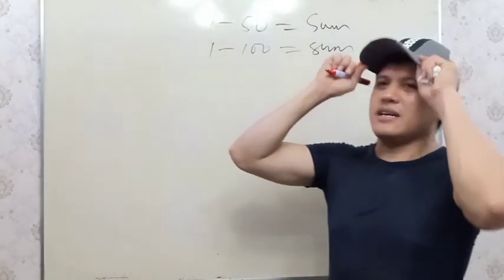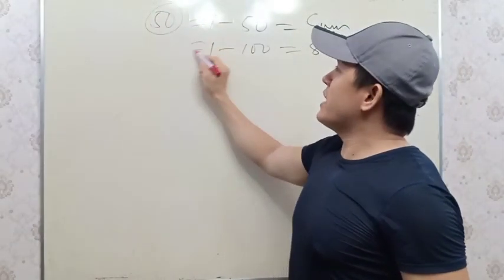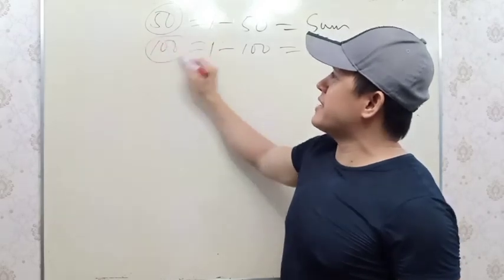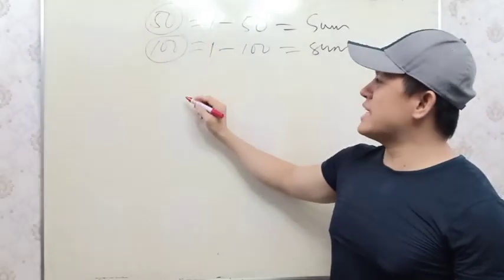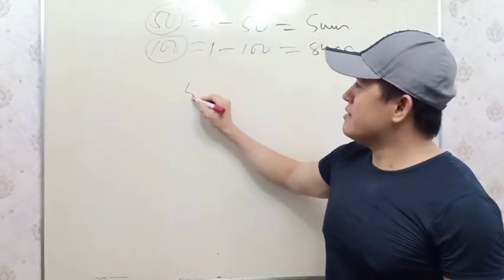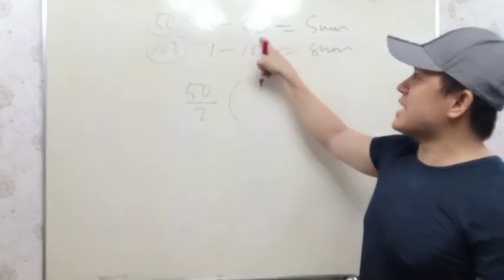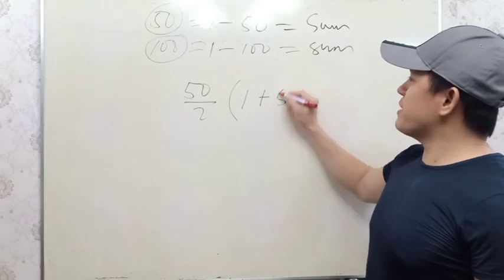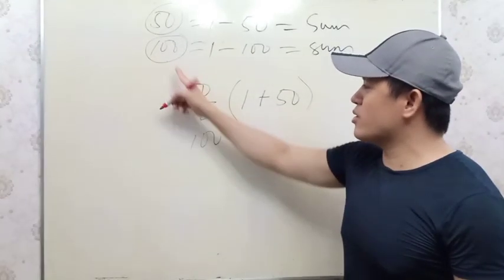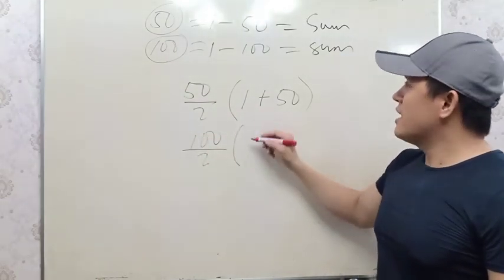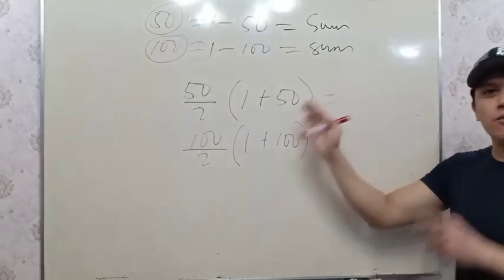Okay? Now, how? 1 plus 2 plus 3 plus 4, it takes time. But there is a way. From 1 to 50, how many numbers do we have? 50. From 1 to 100, how many numbers do we have? There are 100 numbers, right? Now, here, we do it like this. The total, 50, always divided by 2, and then multiply by the first plus the last: 1 plus 50. Always like that. And for the other one, 100 numbers total, divided by 2, and then 1 plus 100. That's how it is. So what's the sum? This is now what we call the sum.